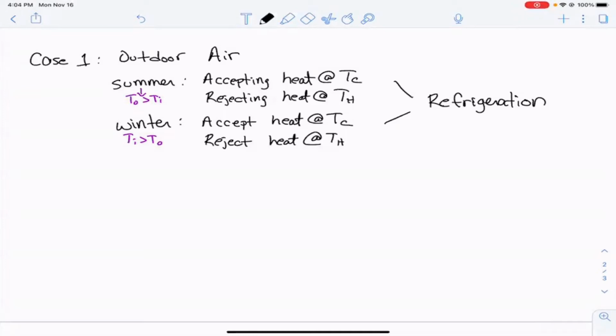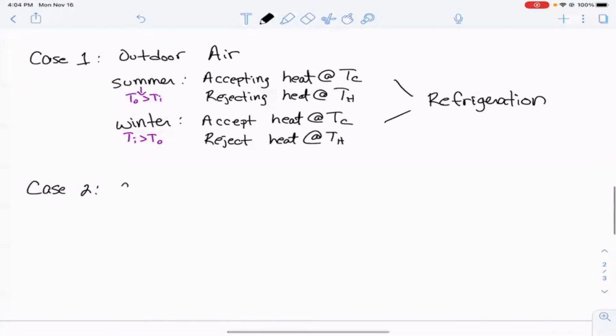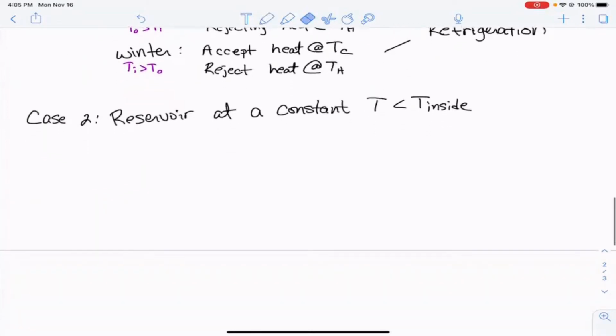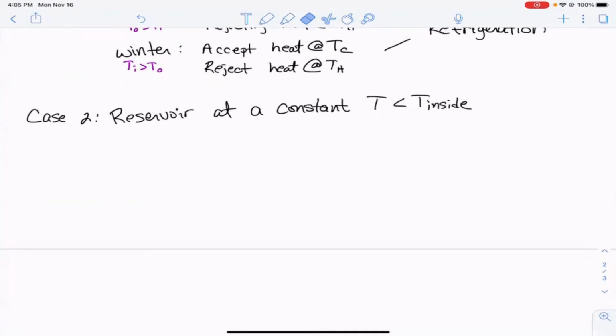Now, in the second system that I talked about, which maybe we'll call case 2, we're going to solve this with a reservoir at a constant temperature that's lower than the temperature that you want inside your house. And when this is the case, let's just draw this for a second. Of course, I'm not particularly great at doing that, but let's think about what we want.